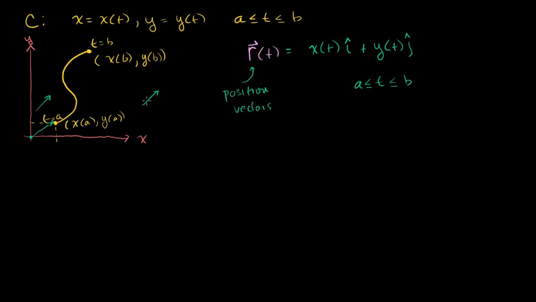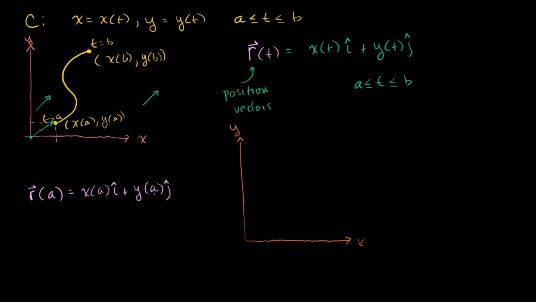Let me just redraw it. So let me draw our coordinates, our axes. So that's the y-axis, and this is the x-axis. So when you evaluate r of a, that's our starting point. So let me do that right over here. Our position vector valued function evaluated at t is equal to a is going to be equal to x of a times our unit vector in the x direction plus y of a times our unit vector in the vertical direction, or in the y direction.